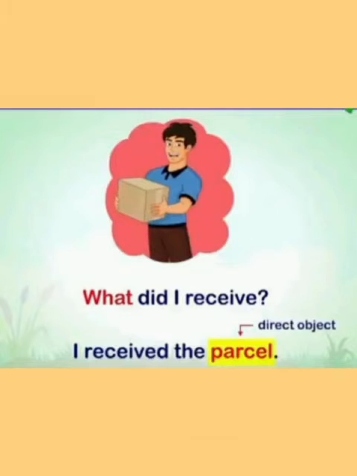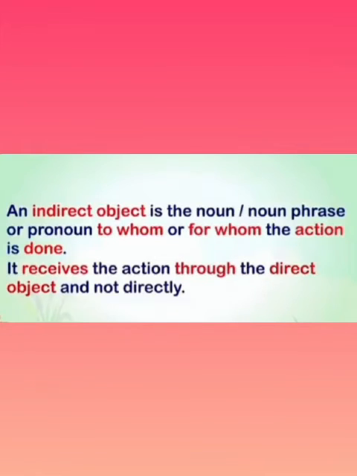Now, let's talk about the indirect objects. An indirect object is the noun or noun phrase or a pronoun to whom or for whom the action is done. It receives the action through the direct object and not directly. Let's learn this through the examples.